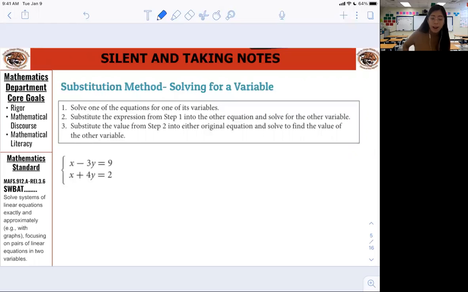So we finally have to do step one. We actually have to do this. We have to solve one of the equations for one of its variables. We need to isolate a variable. Now, you always want to isolate whichever variable is going to be easier to get by itself. So in this case, would you isolate the x or would you isolate the y?